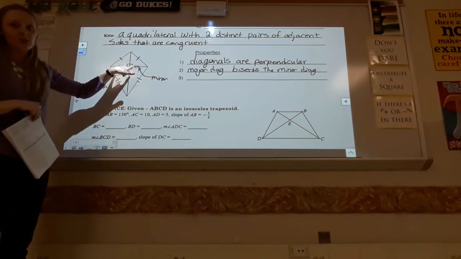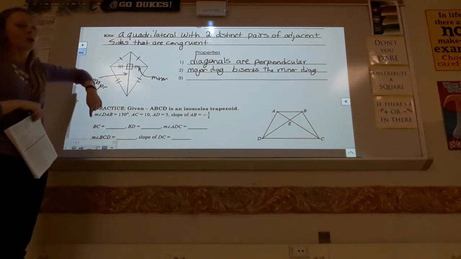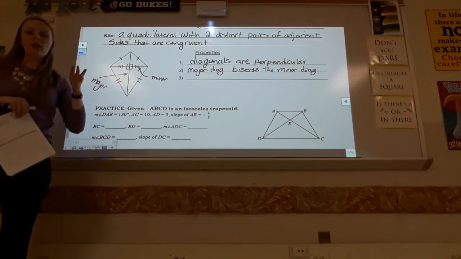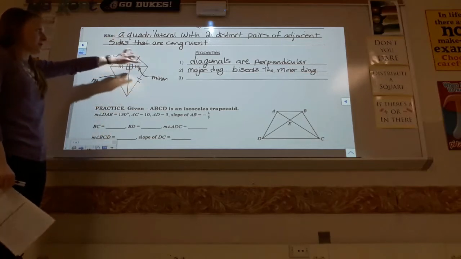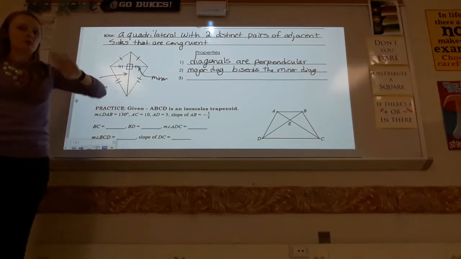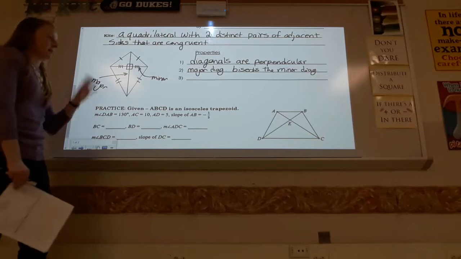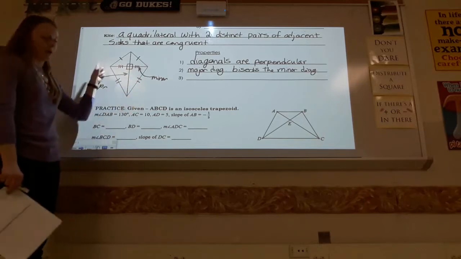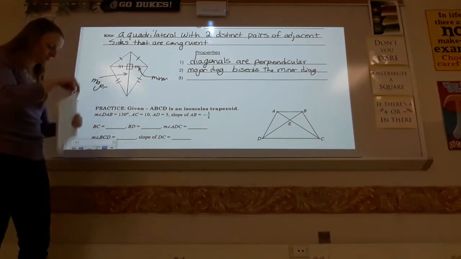So this diagonal is being cut in half, but obviously you can see that the longer one is not. So they don't bisect each other, it's just that the major diagonal cuts the minor diagonal in half. So please make sure you keep that straight in your mind. It's not that they cut each other in half, it's just the one. The shorter one's being cut in half.